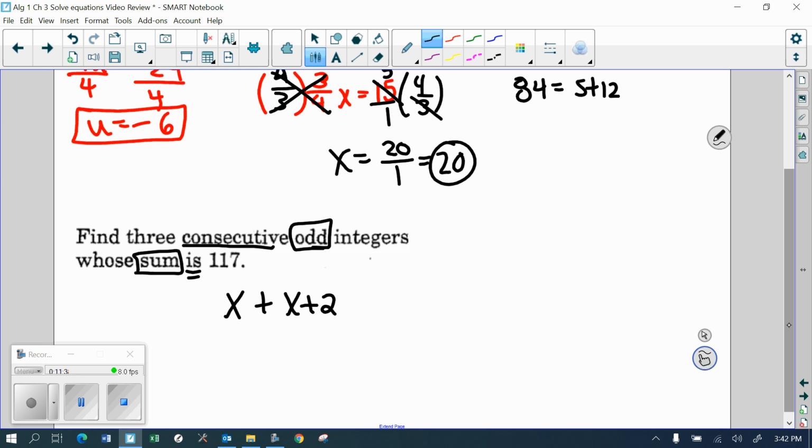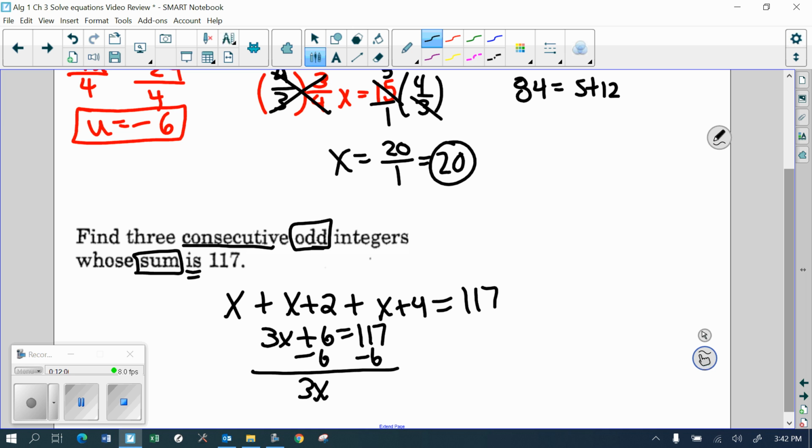I was just thinking consecutive integers. The consecutive odd, I must add 2. How do I get the next one? I add 4 to the original, or 2 more to the last one. Okay, and that equals 117, as it says there. So 1, 2, 3x plus 6 equals 117. Subtract 6 across to get 3x equals 111.